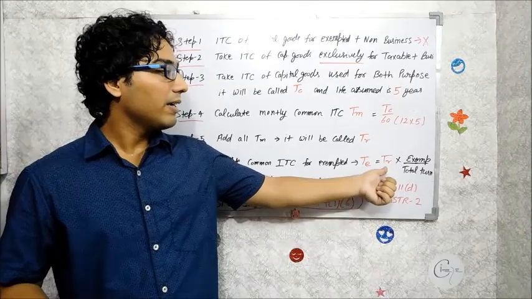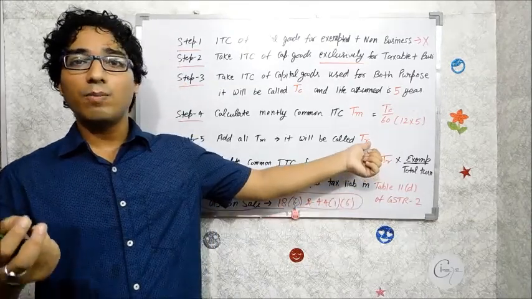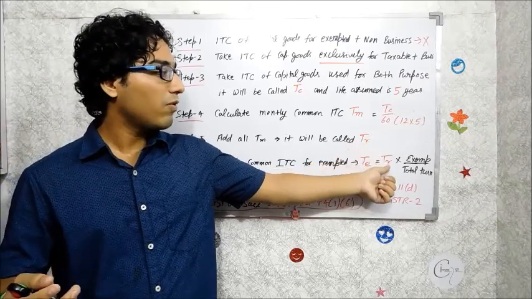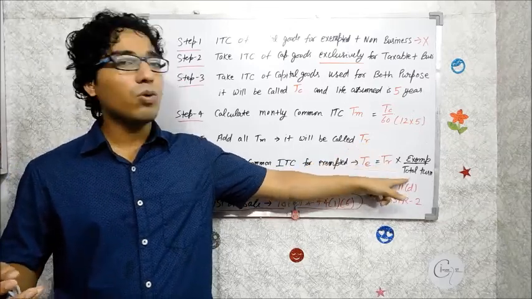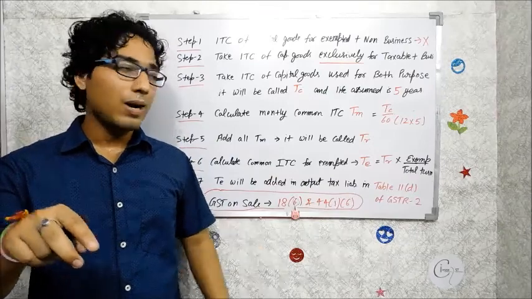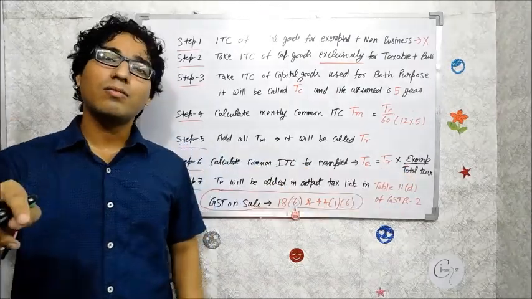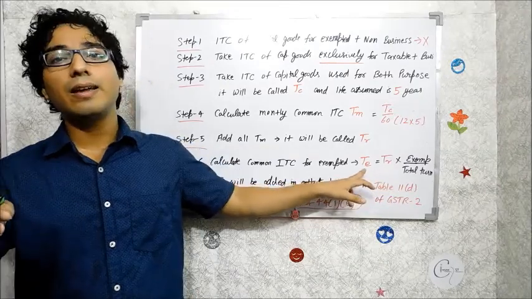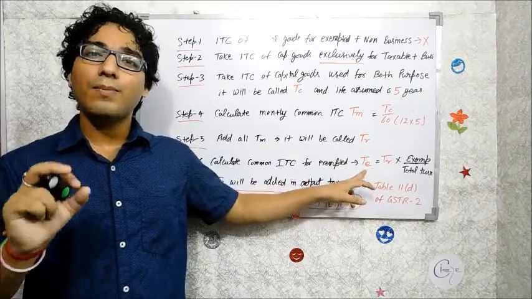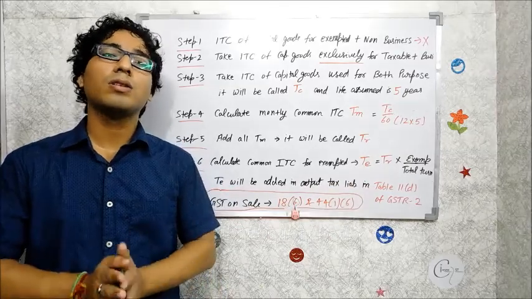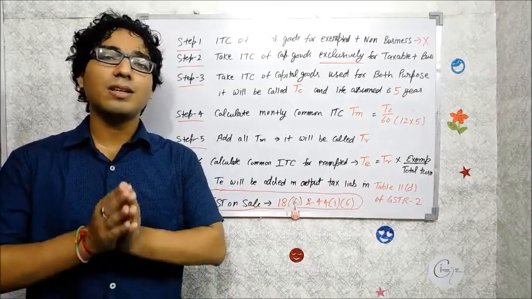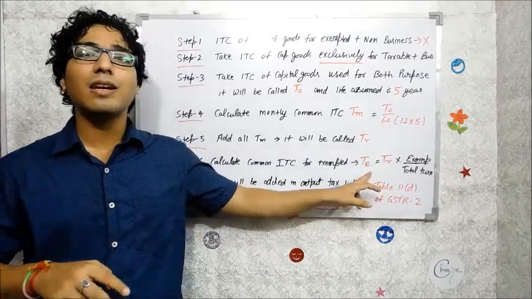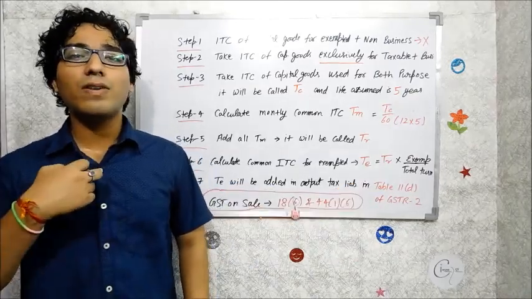Like this formula: TR, which is the monthly input tax credit of all the capital goods used for both purposes, divided by total turnover during that month, multiplied by exempted turnover during that month. That's how you will calculate the figure, which will be called TE. And what is TE? TE is the monthly input tax credit of the capital goods which is used for exempted supply. So that is the input tax credit which you need to reverse. So how will you reverse it?